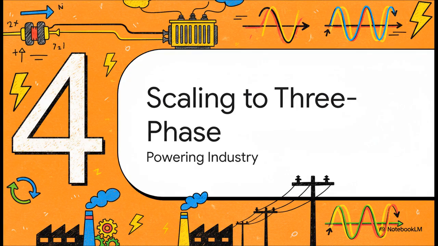Okay, let's move on to our final big concept and see how this all builds up. The power that comes to your house is called single-phase AC. It's fine for your TV and your toaster, but for the really big stuff, we're talking giant industrial motors, huge data centers, and heavy machinery, that's just not going to cut it. They need a much bigger, smoother, and more efficient delivery system.